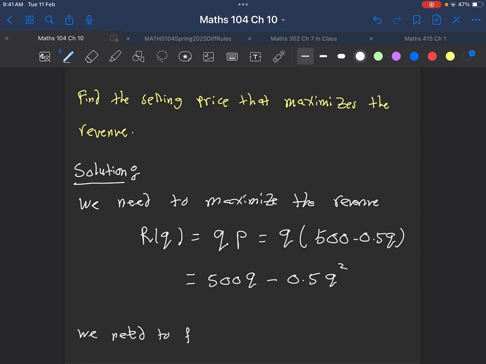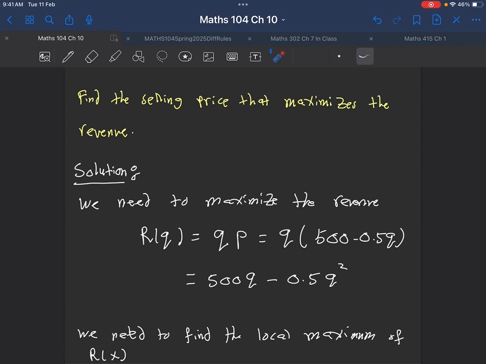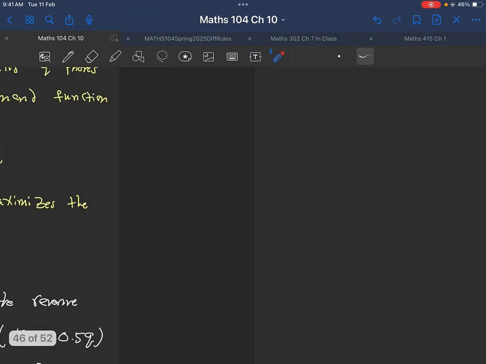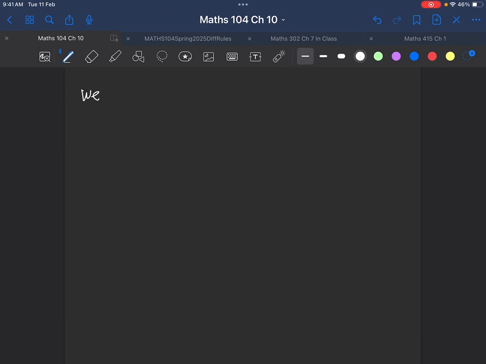Next, we need to find the local maximum. That's what it means to maximize the revenue, finding the local maximum of R of X. Now, do you remember how we find the local maximum? It should be yes, because first step, we need to find the critical number where the derivative is equal to 0. Second, we will apply the second derivative test. So just let me write them as steps. We find the critical numbers, and then we will apply the second derivative test to see which of these numbers is maximum, and that number I will take.